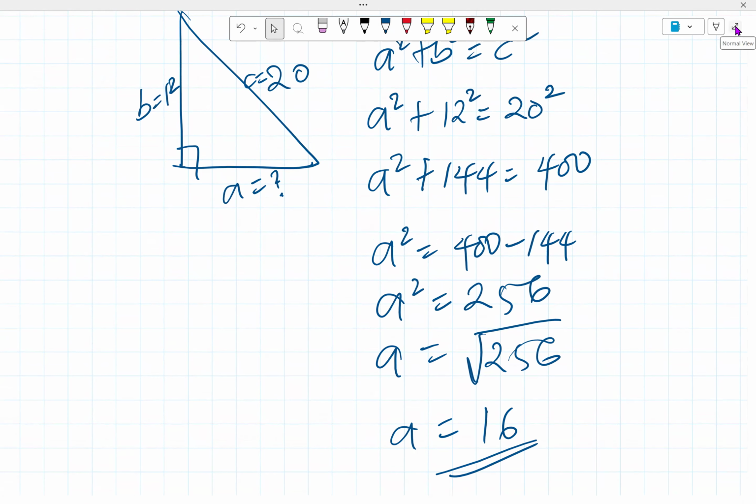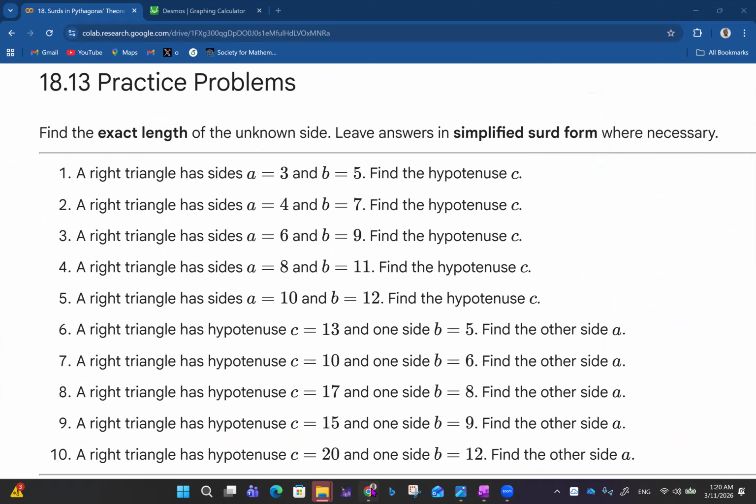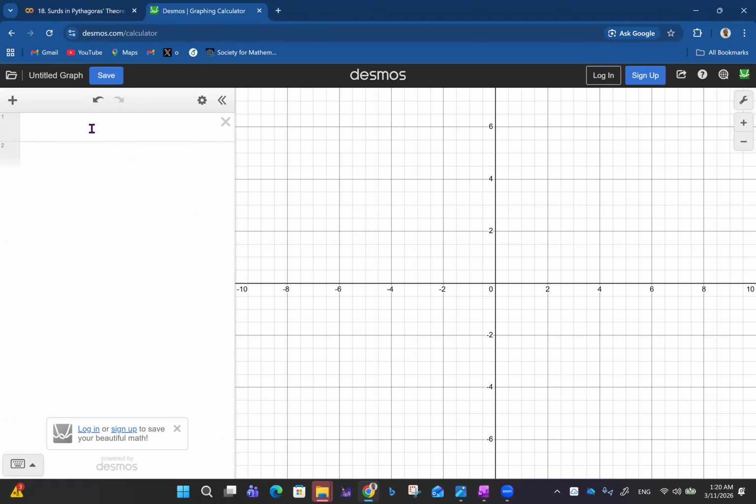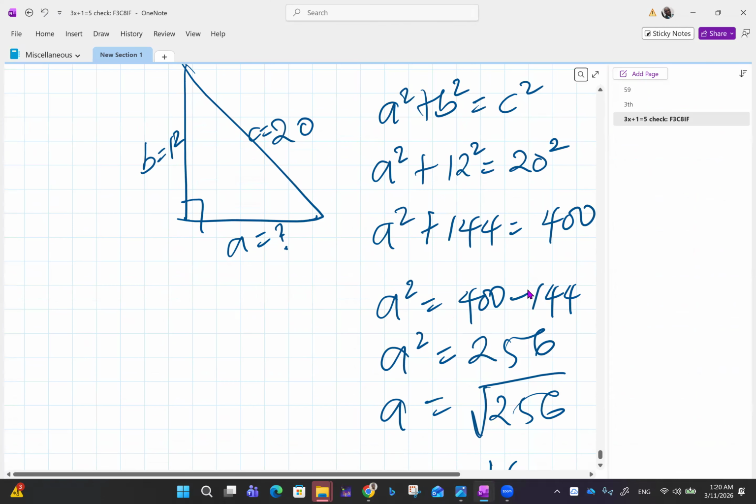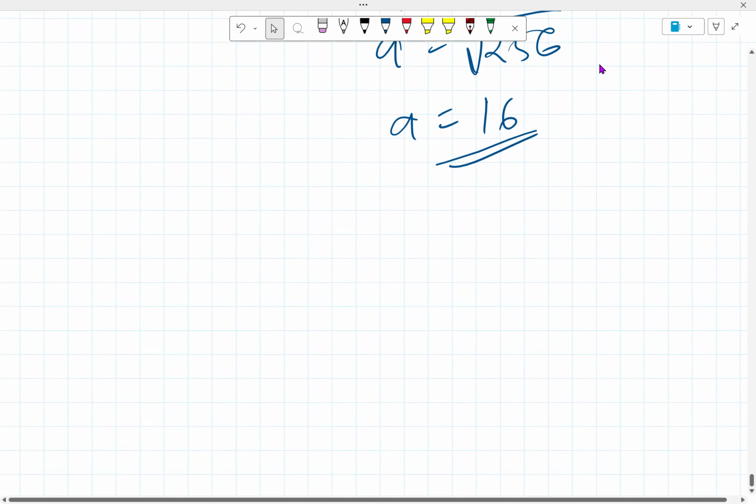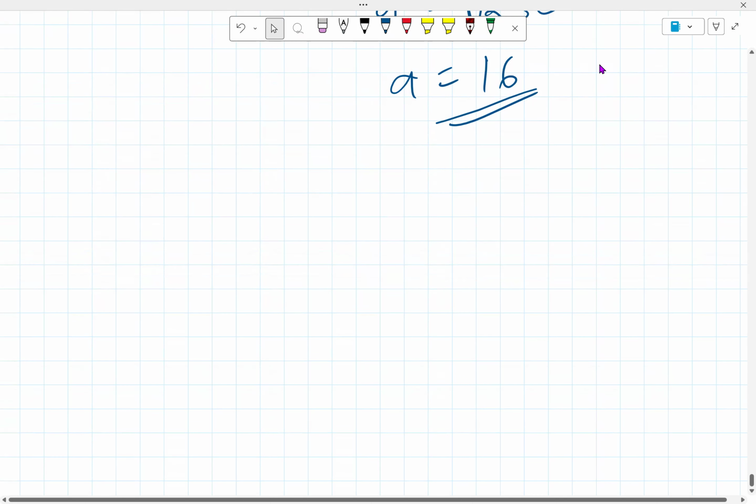Let me just confirm that 12 squared plus 16 squared should be 400. If that gives 400, then we are good. So 12 squared plus 16 squared, okay, that works. So 12, 16, and 20 are numbers that make up a Pythagorean triple. I want to make mention of Pythagorean triples.